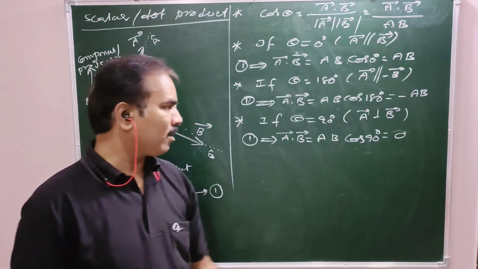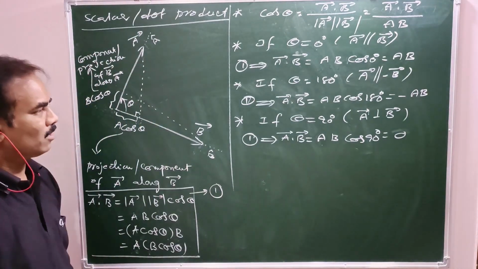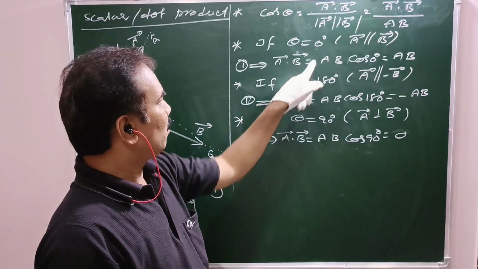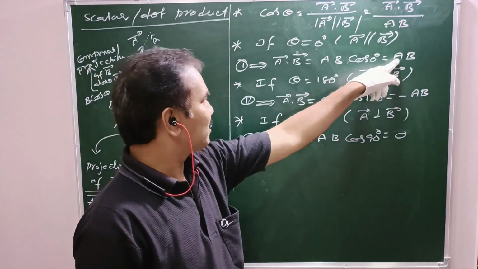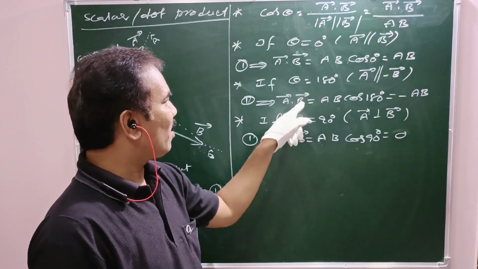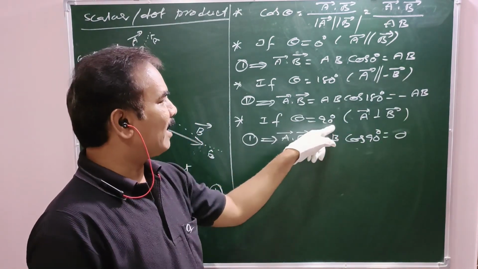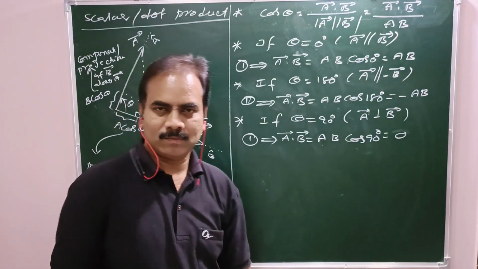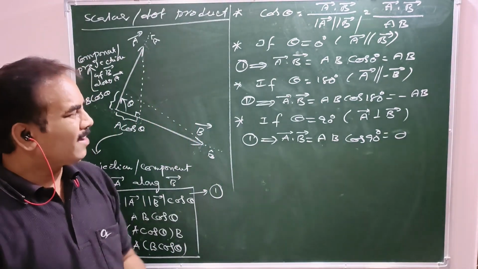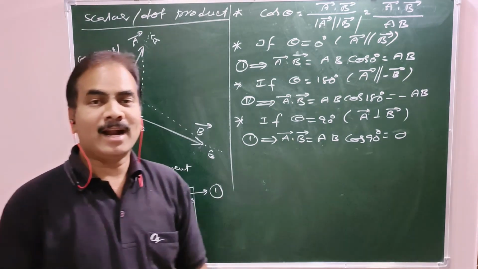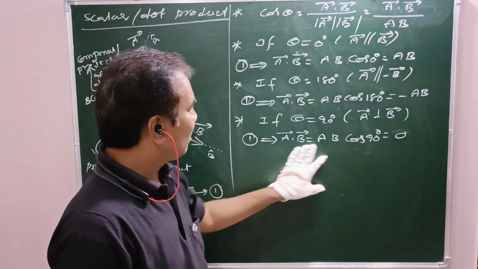A bar dot b bar becomes 0. Now see, for theta equal to 0, a bar dot b bar equals plus ab. For theta equal to 180, a bar dot b bar equals minus ab. For theta equal to 90 degrees, a bar dot b bar equals 0. Means there is no dot product for vectors which are inclined perpendicular to each other, right?